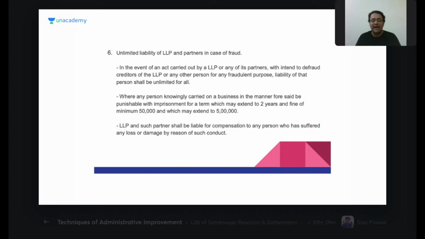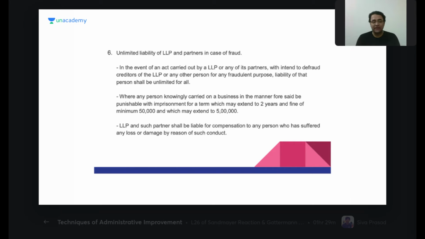It is also liable to an unlimited extent in case of fraud. Let's read this. In the event of an act carried on by an LLP or any of its partners with the intent to defraud creditors of the LLP or any other person, or for a fraudulent purpose, the liability of that person shall be unlimited. So if any of the partners carry on any activity with the intention of committing fraud, then their liability is unlimited. They cannot claim limited liability.